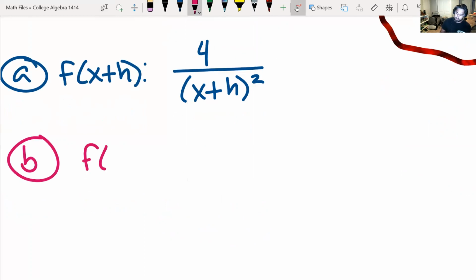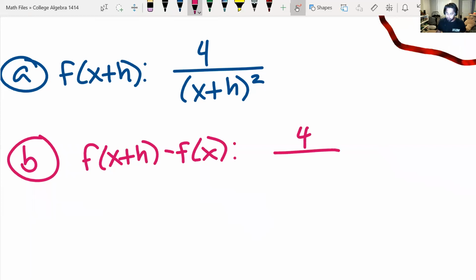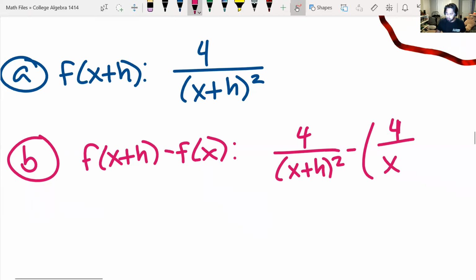So we say f of x plus h minus f of x. So we take 4 over x plus h squared, and we subtract the original function. Put your parentheses, 4 over x squared.